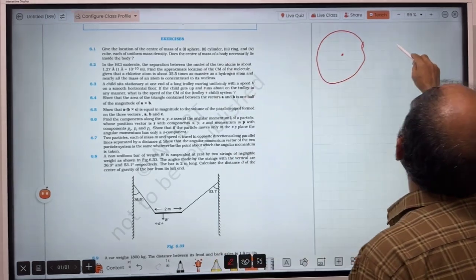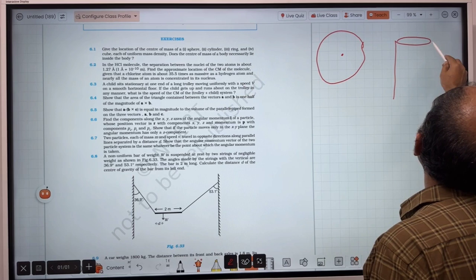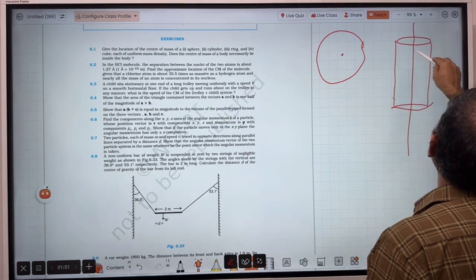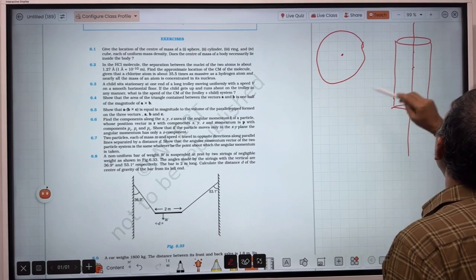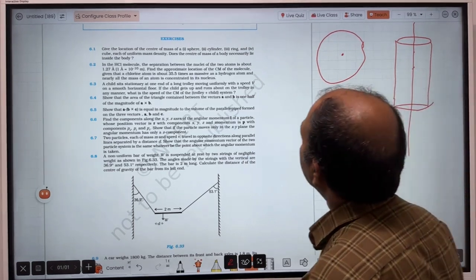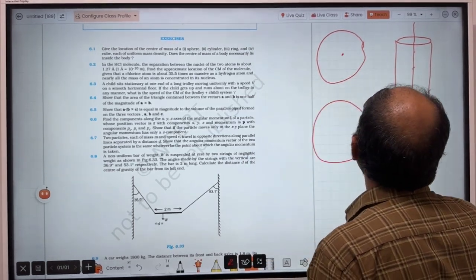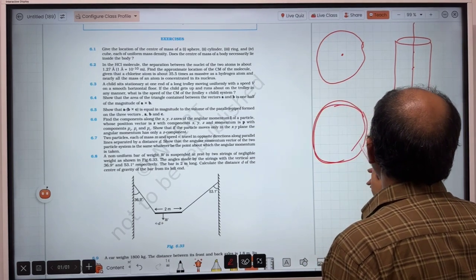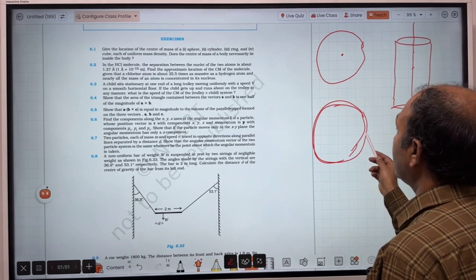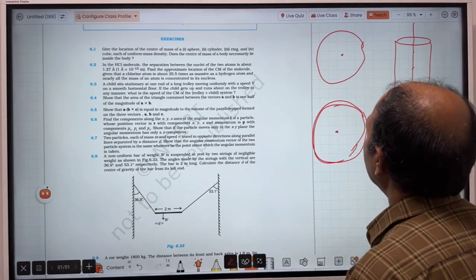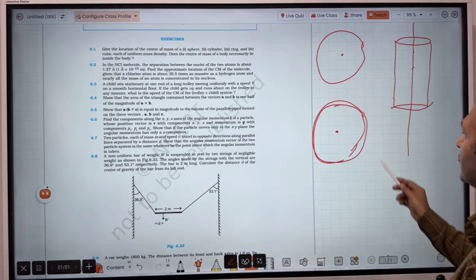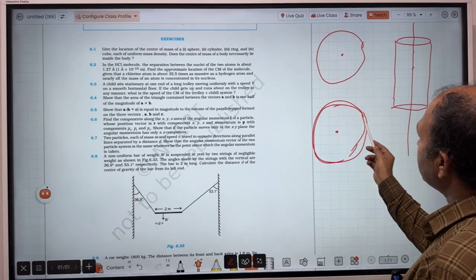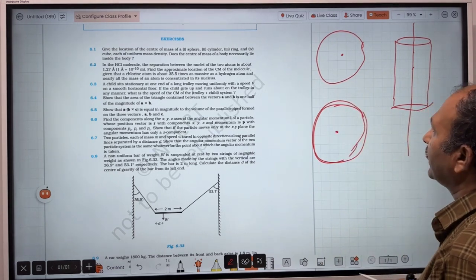In case of cylinder, suppose you consider this cylinder, its center of mass will lie on the axis, geometrical axis you can say. In case of ring, mass is entirely concentrated on the outer periphery. So its center of mass will lie here at the center. In this case, here there is no mass. So center of mass may or may not lie on the body.